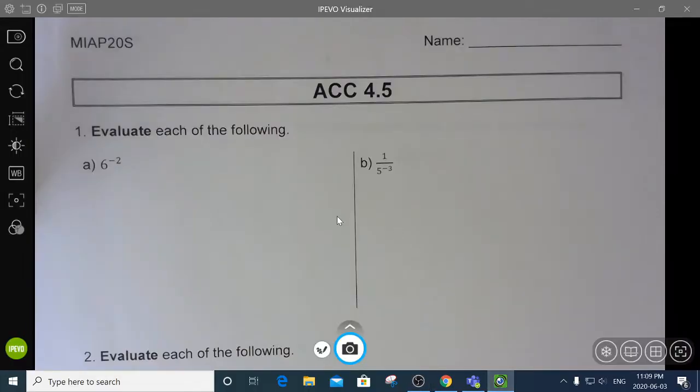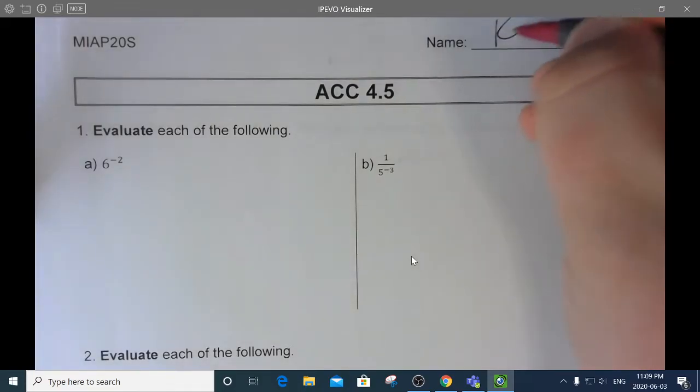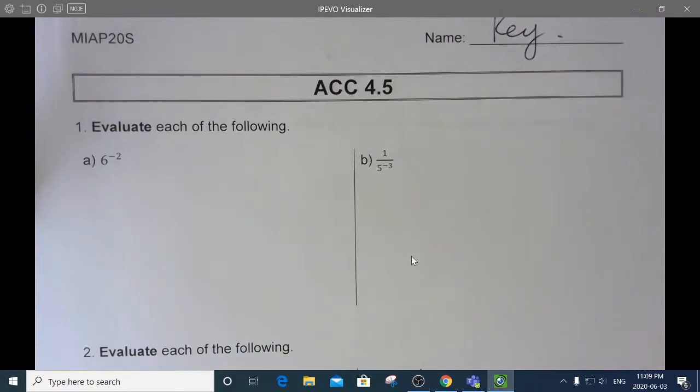Hey everybody, this is a video of me making the answer key for a couple of ACCs for my MIAP students. Alright, first, negative powers.